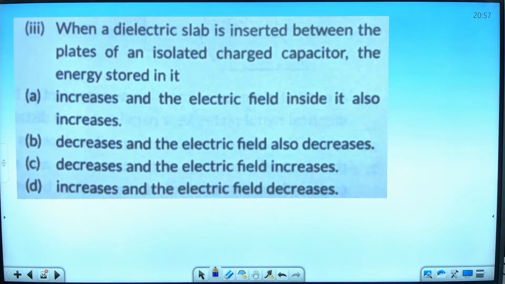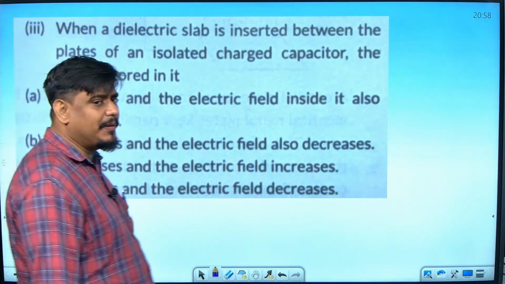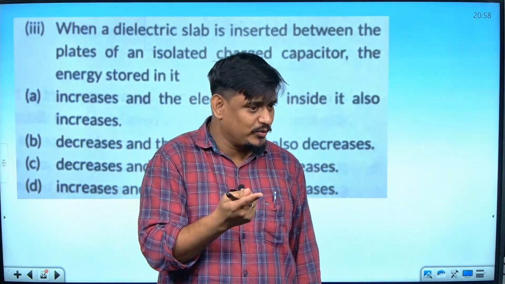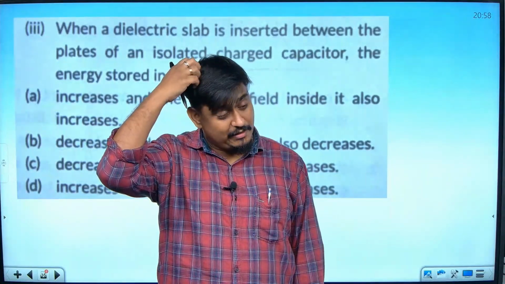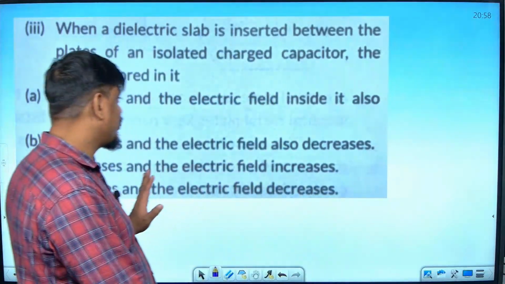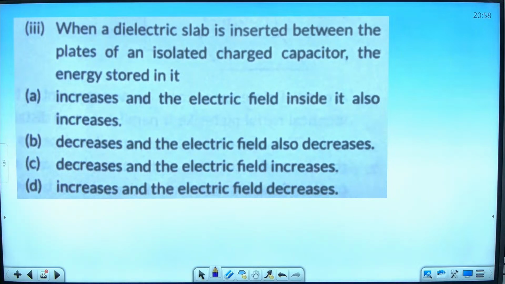D. So energy is increasing, electric field is reducing. A. Energy is increasing, electric field is also increasing. I told you for some time, when you keep a dielectric inside the conductor, its electric field will be reduced, I told, no? It will become E applied minus E polarized. So one thing is very sure, electric field is going to decrease. So option can be only B and D.